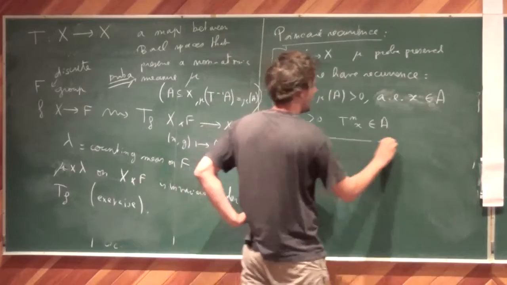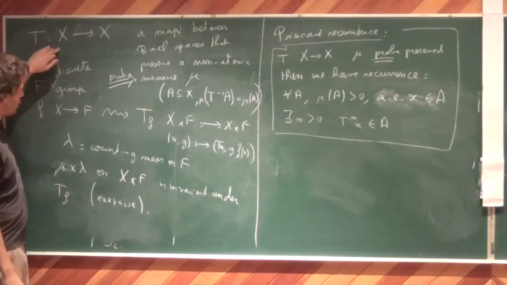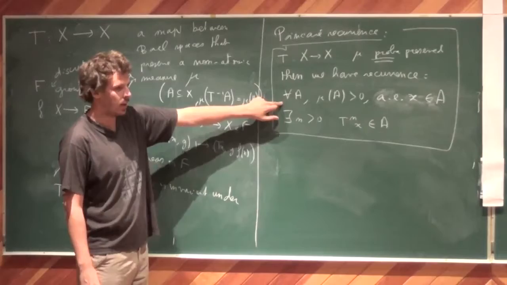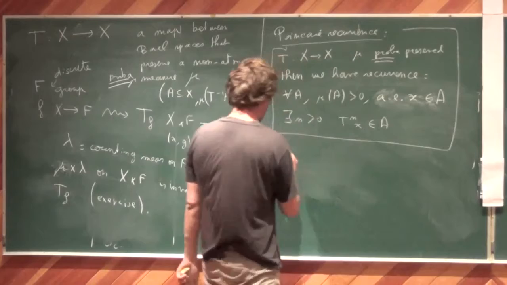This is for finite measure, but as you see, if you start from an interval exchange and you pick F a finite group, this measure is finite, and this theorem applies as well. So it applies in any context when the measure is finite. The proof is really easy, so I won't do it.